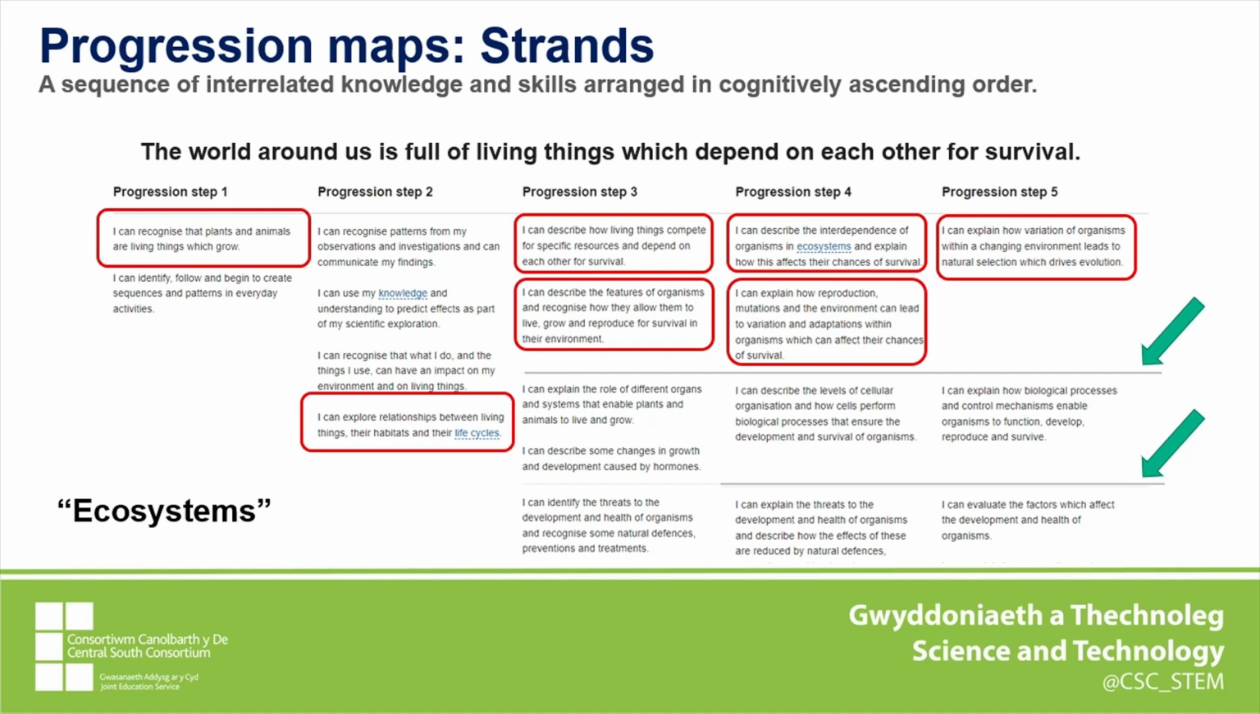The descriptions of learning can be grouped in this cognitively ascending order in many different ways, and the precise nature of this grouping is at the discretion of schools and clusters. To ensure common language across the CSC region, we are calling this cognitively appropriate grouping of these descriptions of learning a strand. So in my case, the strand is ecosystems. So let's pull out progression steps 1 to 3.